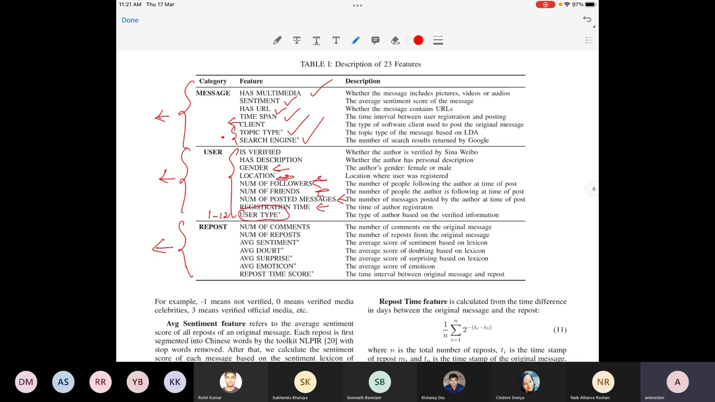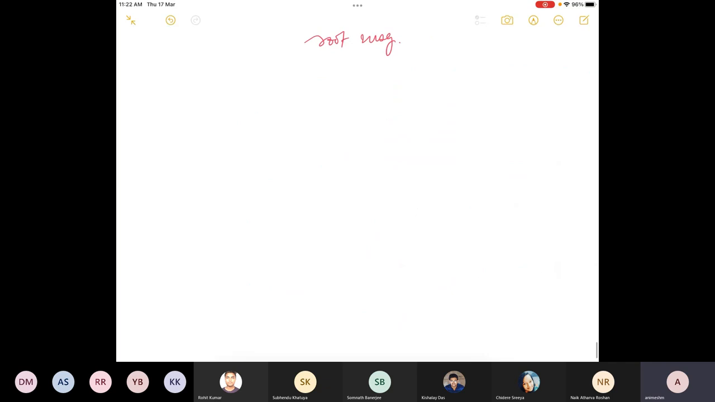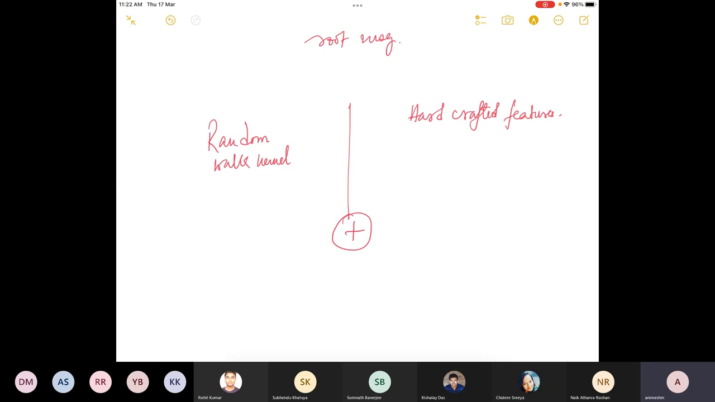Similarly, for the reposts, you have the number of comments, number of reposts, the average sentiment of the reposts, average doubt, average surprise, average emotion, and the repost time score. All these things we have more or less discussed in detail. So these are the total set of features that the authors used in addition to the propagation tree kernel. Now they have these two sets of things, and one needs to somehow combine them. On one side, you have the random walk kernel, and on the other side, you have the handcrafted features. Now you have to somehow merge them.